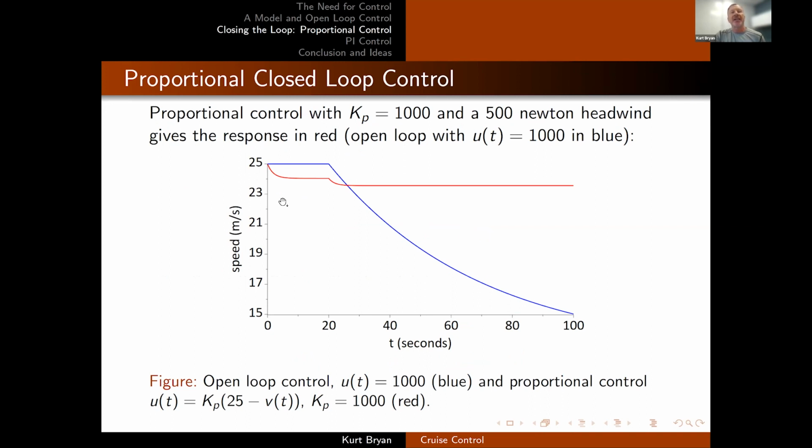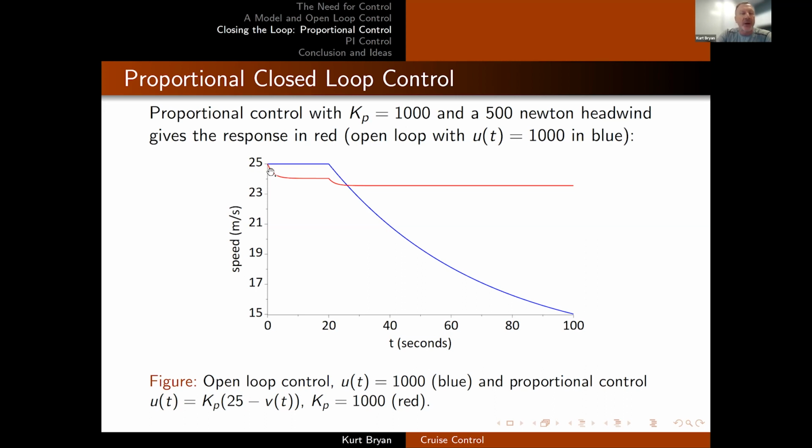There is the blue, I'm sorry, the blue is the original open loop control that didn't even come close to maintaining speed. The red is what we get from proportional control, this very simple proportional control scheme. And I chose that proportionality gain to be 1,000, somewhat arbitrarily. You can see how proportional gain behaves.